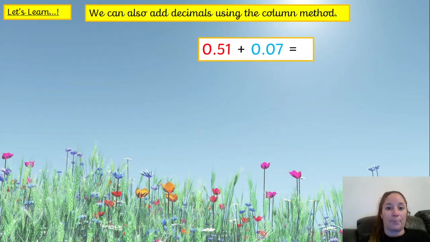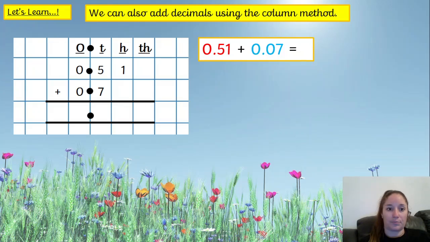Okay, let's try another one. 0.51 plus 0.07. So I've got 0.51 plus 0.7. What do you notice? What do I need to do to that 7 to help me calculate? Okay, who was beady-eyed there? Who noticed that I've got 0.07, but in actual fact I've only written 0.7. We must make sure we've got that other 0 there, otherwise our answer is going to be completely different.